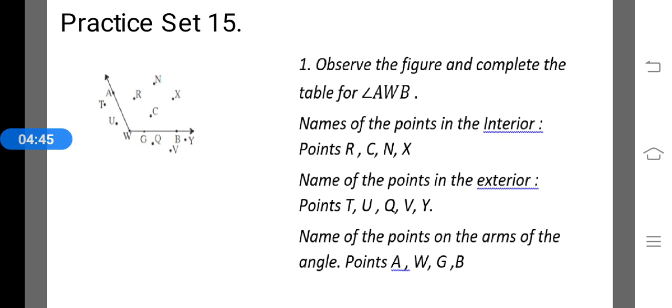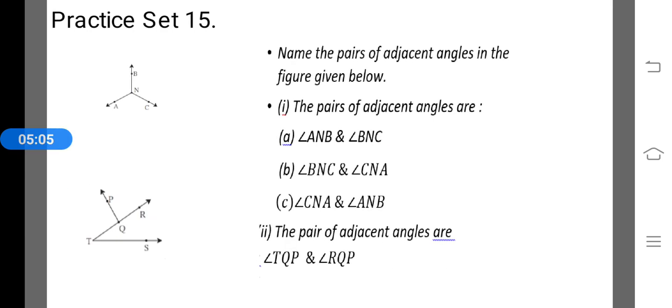Name the points on the arms of angle. Points which are on the arms are point A, point W, point G, and point B. Next question.